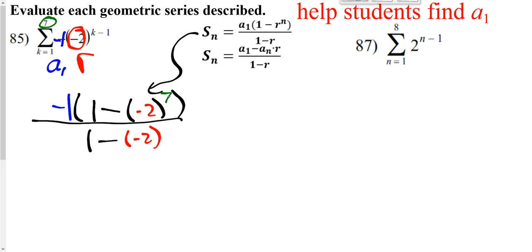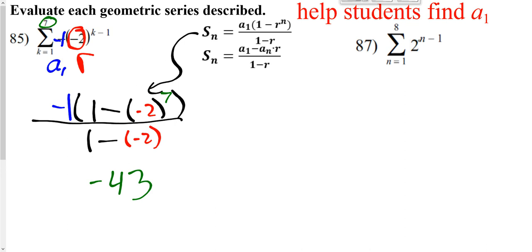You could type in the whole top, divide, type in the whole bottom, but you got to remember to put the whole top and the whole bottom in parentheses, or you could type in the top and the bottom each separate and then divide. Either way, you get negative 43.